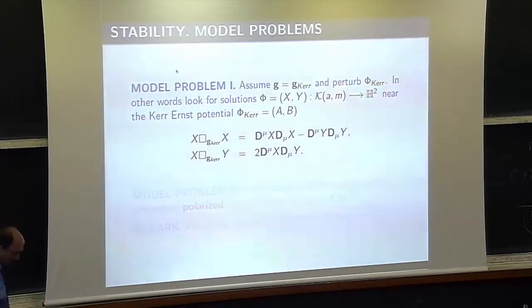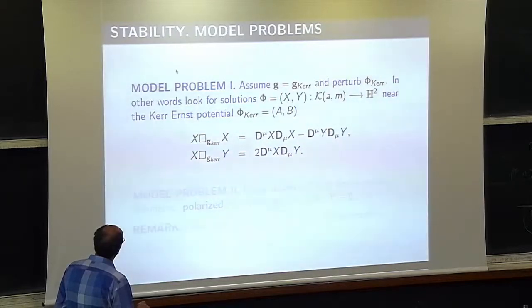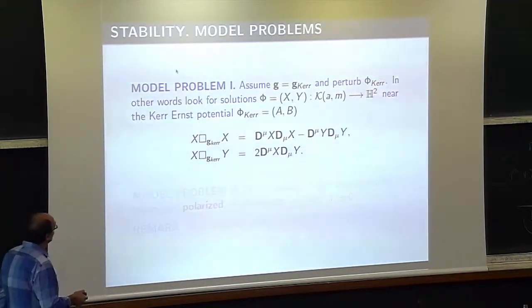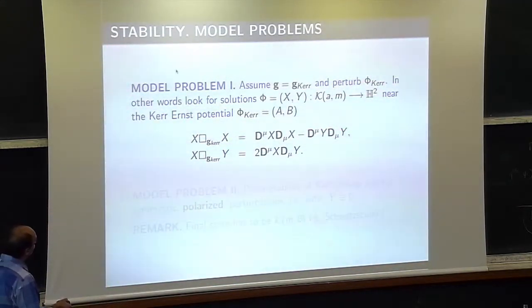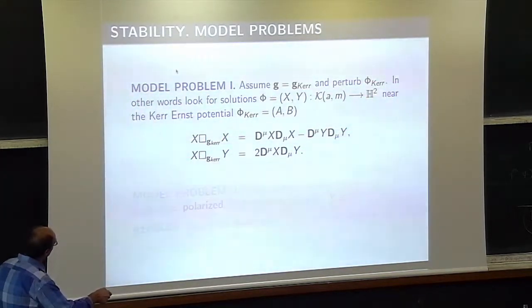Now here are two model problems that you can immediately discuss. First of all, model problem number 1, which I call partial linearization. You look at the wave map exactly as before. You have a wave map x and y, and you linearize the metric to be the space-time metric. So this is a Kerr metric. So you're looking at Kerr here, x and y, and you are looking at the perturbation of A, B, which is exactly the Ernst potential of the Kerr metric. Of course, this is a solution of the system.